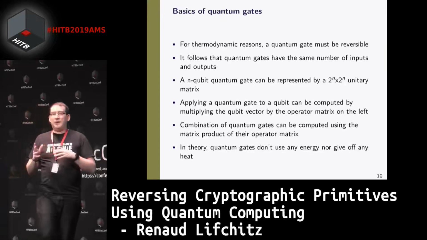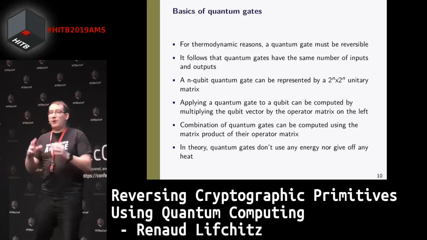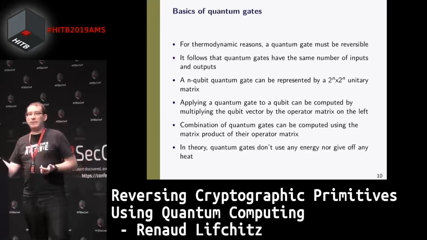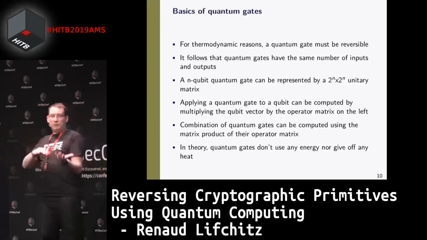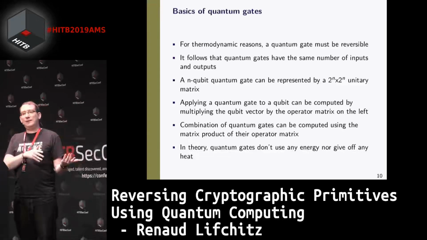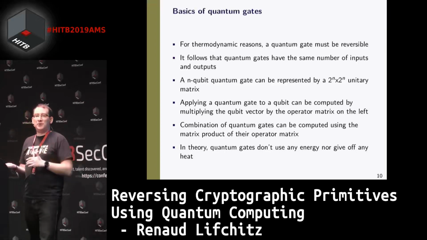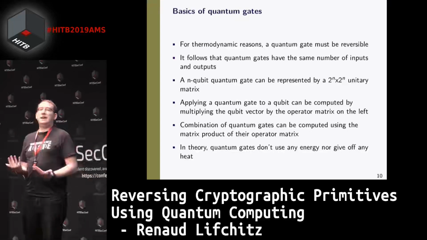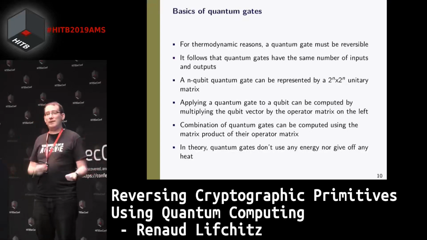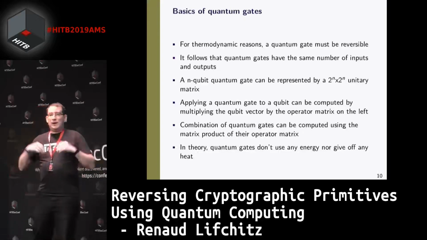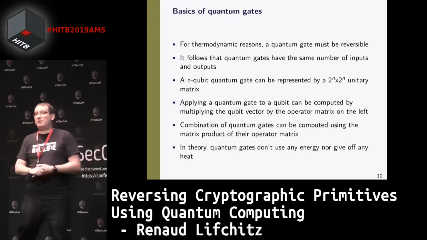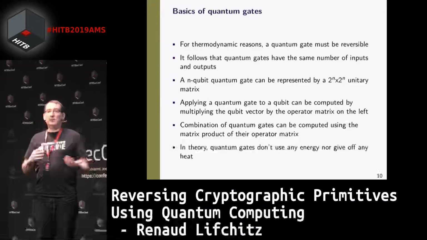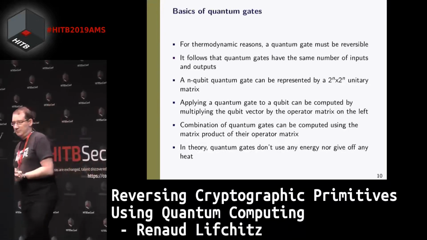So for example, in traditional computing, you have the AND gate. The AND gate has two inputs and one output. But of course, this is not reversible because from the output, you cannot guess the previous two inputs. In quantum computing, you will be able to do that because basically every single quantum gate is reversible because of thermodynamic reasons. You cannot have any kind of energy coming in or out from your environment, so it's completely reversible. So every gate that is reversible will be a quantum gate, basically. Okay?